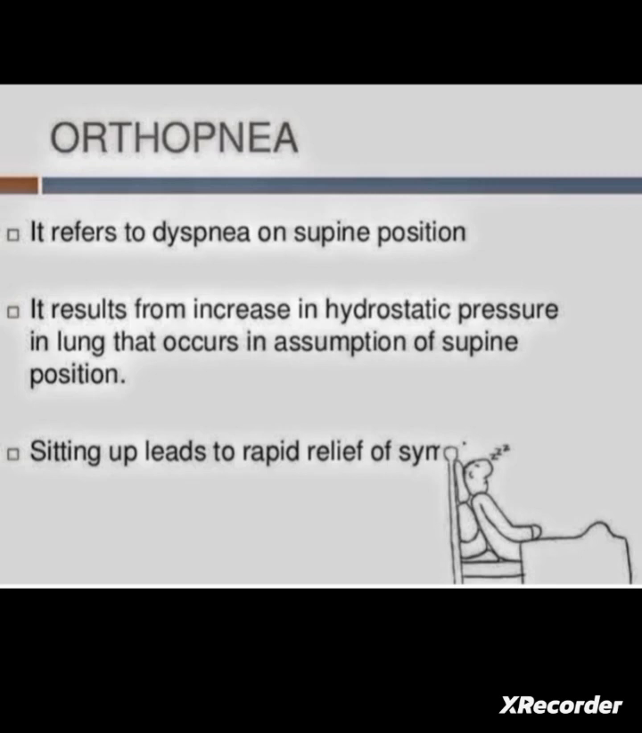Next one, orthopnea. Orthopnea refers to dyspnea in the supine position. It results from an increase in hydrostatic pressure in the lung that occurs on assuming the supine position. Sitting up leads to rapid relief of these symptoms. So orthopnea means the patient can breathe comfortably only in the sitting or upright position. That is orthopnea. The patient cannot sleep in the supine position.